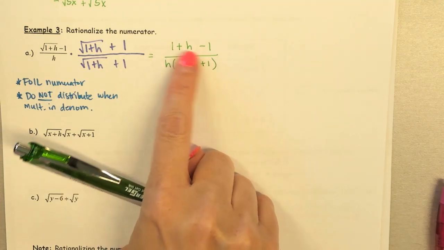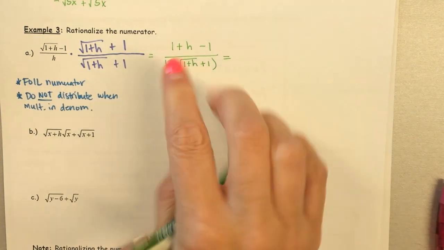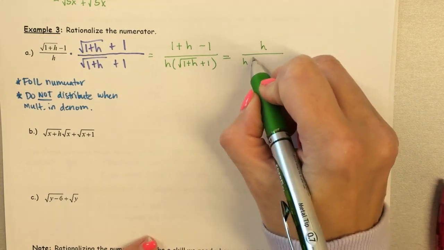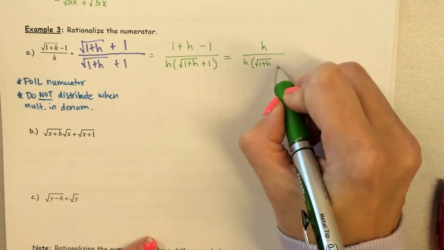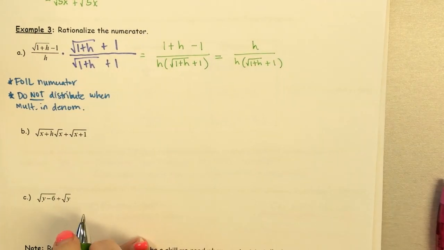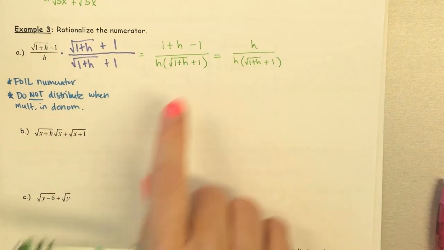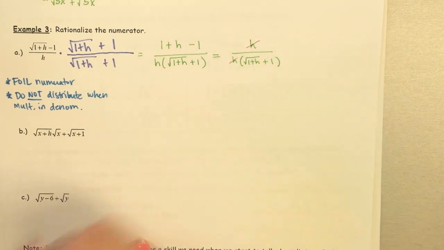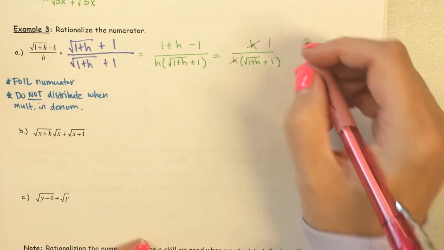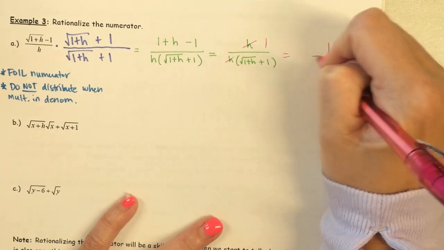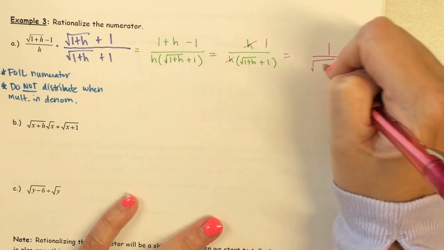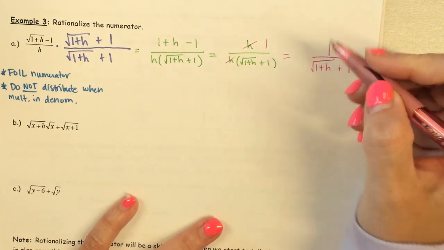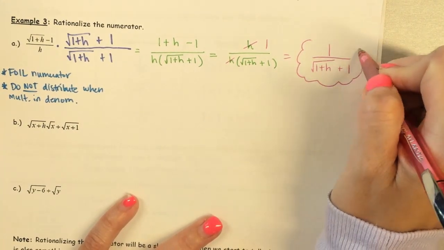Now we look at the top and we see that we have a cancellation. 1 minus 1 is going to cancel. So we have h over h times the quantity root 1 plus h plus 1. Now you're going to notice, if I have h divided by h, what does that make? This makes 1, right? So then your final answer is 1 divided by the root of 1 plus h plus 1. That's going to be your final answer.